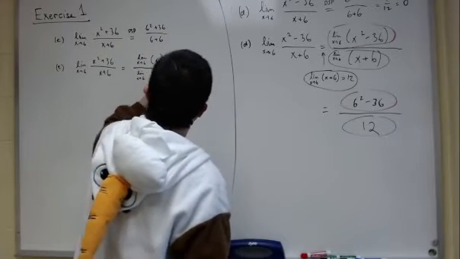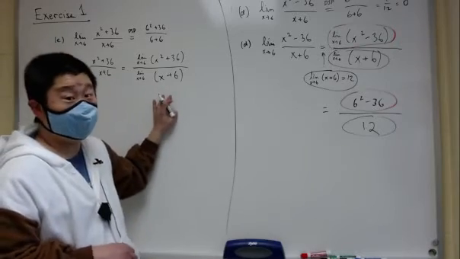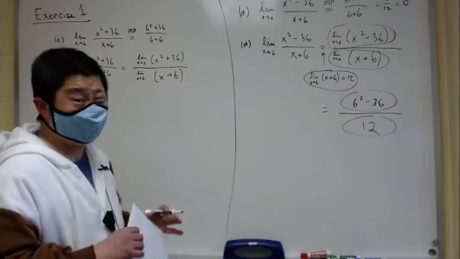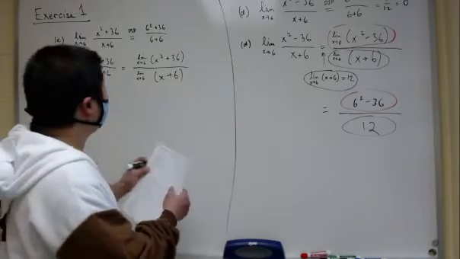Sorry, just took some time to copy the problem. The only time you can split like this is if the limit of the bottom is non-zero. If the limit of the bottom is 0 and you split like this, you're using limit law number 5, I believe it is, at a time when it doesn't apply. So please be careful there.